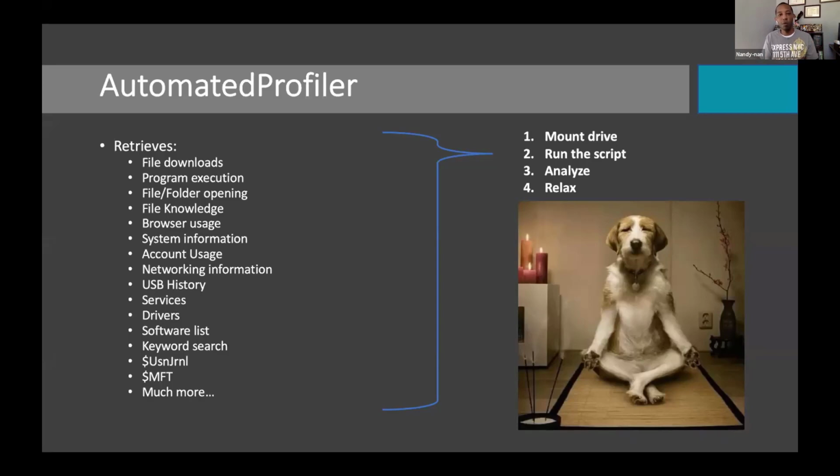So here's some items that we're retrieving. Again, largely things that we're going to do every time from a perspective of dead box forensics. And how do we end up executing this? Well, whatever you use to mount the drive, whether it's FTK or something else, doesn't matter to Automated Profiler. As long as the drive is mounted, you run the script, and you analyze the results.